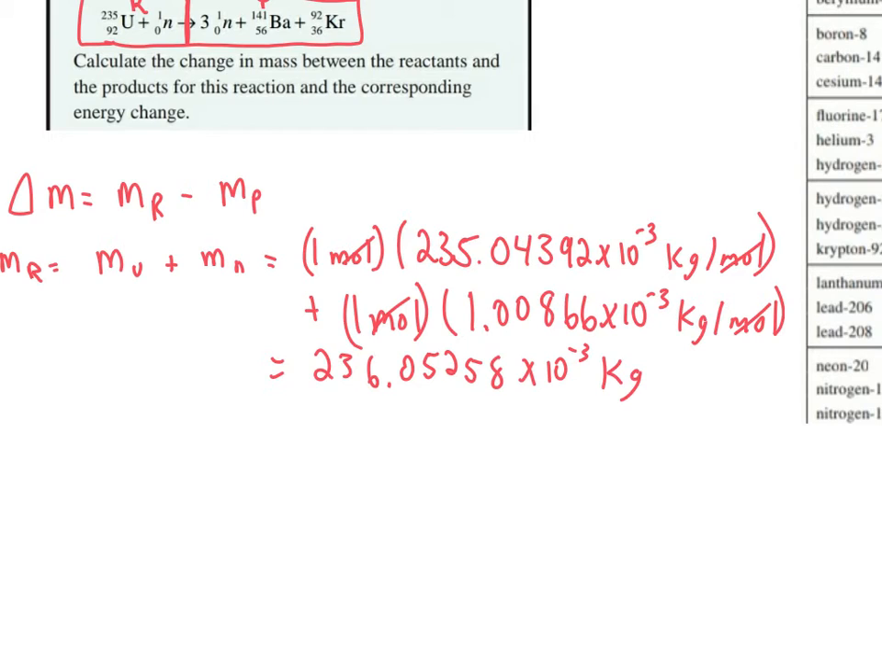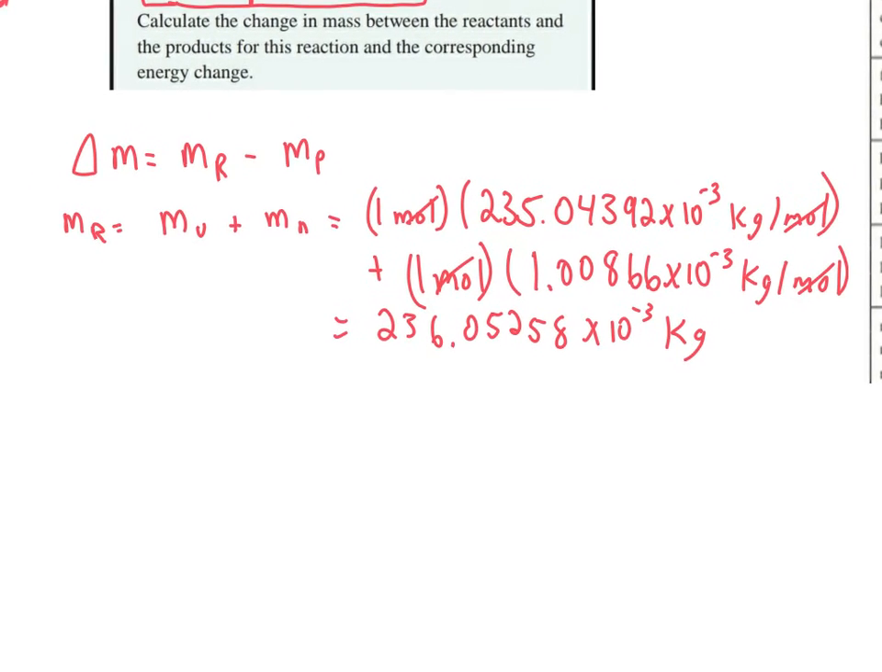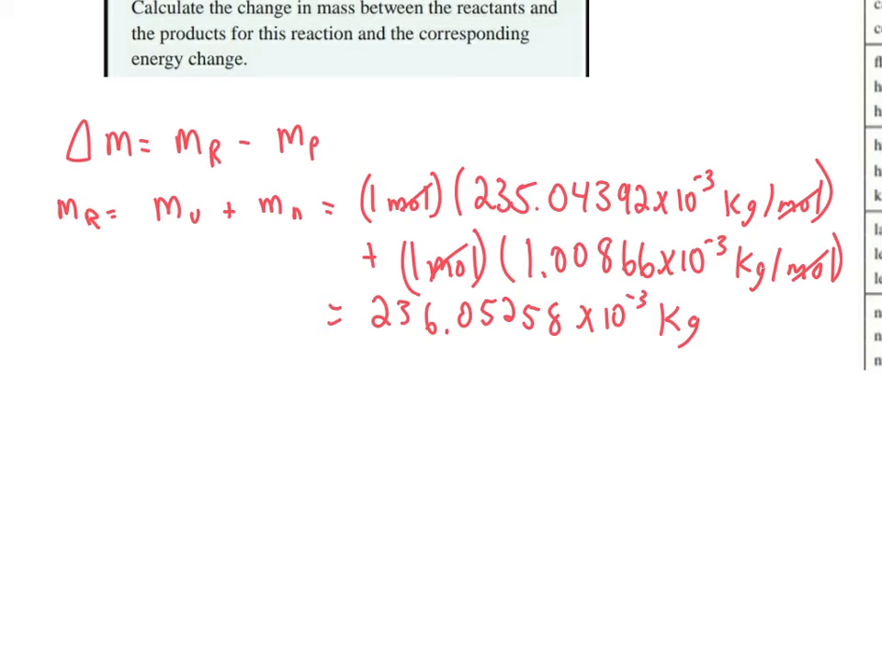Okay, so then we have the mass of our reactants. So the next thing we need is the mass of the products. So let's get that done right now. So the mass of the products is going to equal. So our products here are going to be 3 things. First of all, we have 3 neutrons, plus we have the mass of the barium-141, plus we have the mass of the krypton, and that krypton is krypton-92.